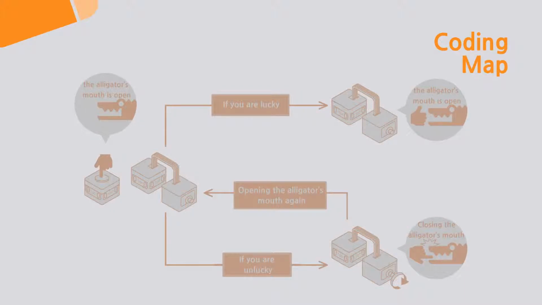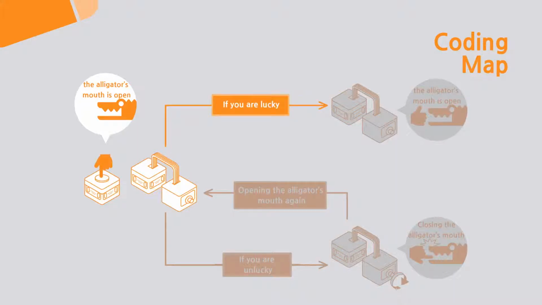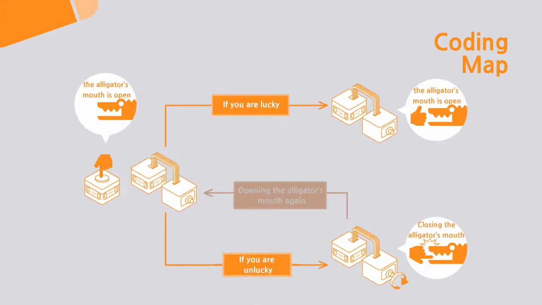Before you start coding, let's check the coding map to figure out the code structure. At first, the alligator's mouth is open. If you push a button, it changes the motor angles, which open and close the alligator's mouth randomly. If you're lucky, its mouth will stay open. If you fail, the motor angles will change, closing the alligator's mouth, then opening it again. If you're unlucky, the alligator will bite your finger. Now let's start coding.